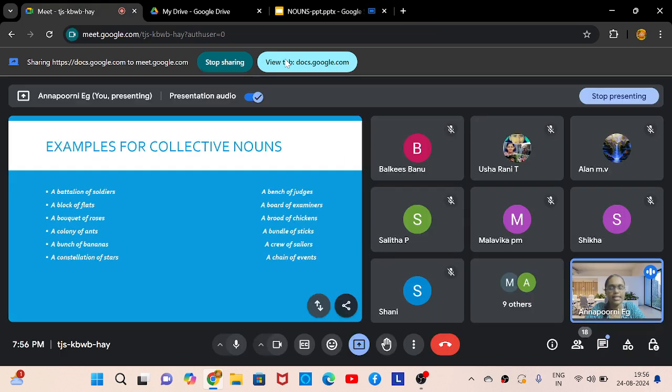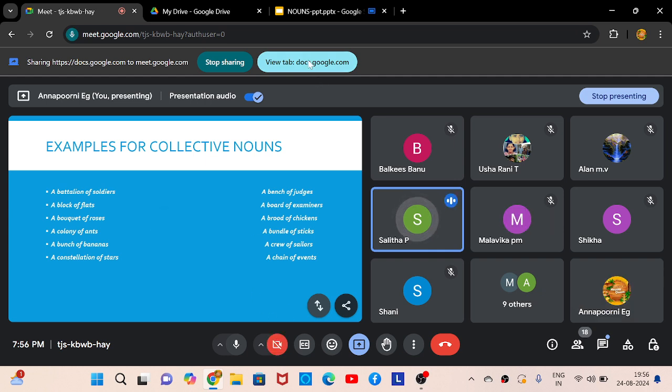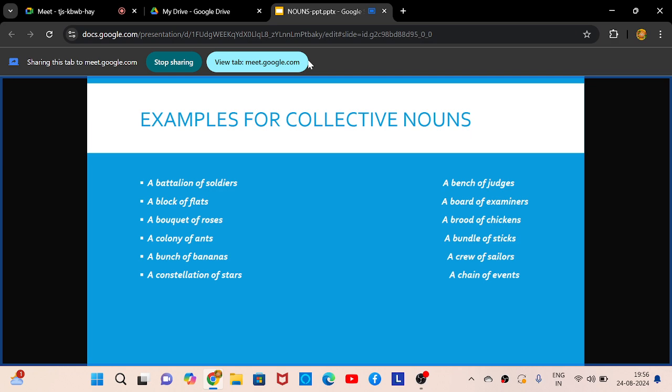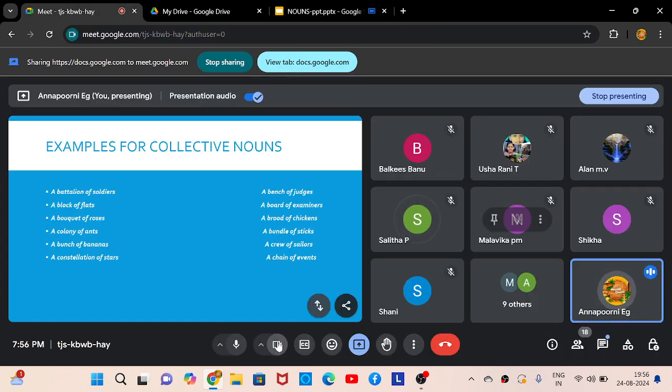Salita, can you read the list on the left side? Yes, ma'am. A battalion of soldiers, a block of flats, a bucket of roses, a colony of ants, a bunch of bananas, a constellation of stars. Very good. Okay. So here, another name for stars is constellation. A group of stars is either called a galaxy or a constellation. So a battalion of soldiers.